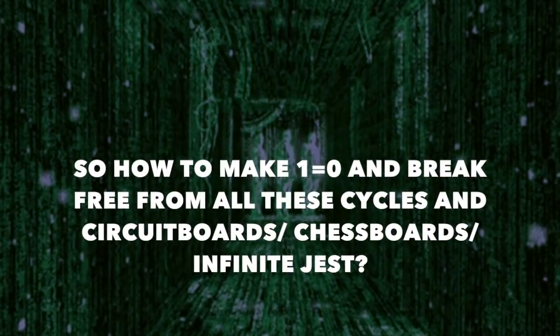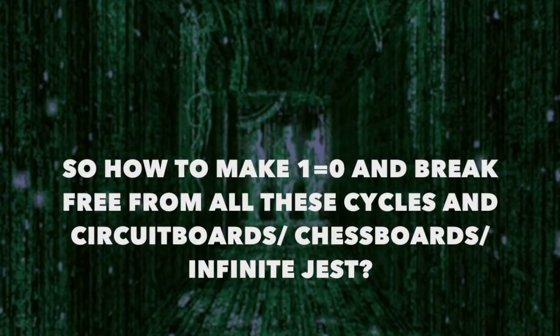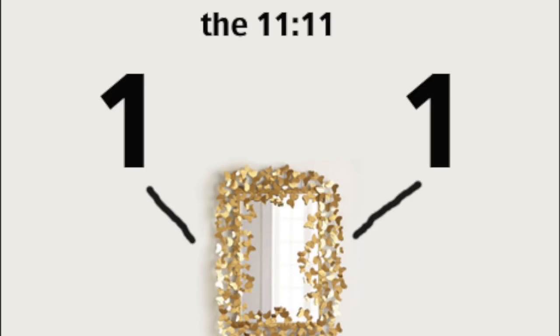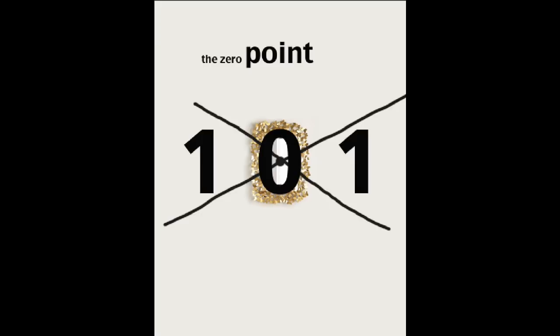So how do you make 0 and 1 balance out so that you can break free from all these cycles? The 1111. Put 0 as the reflection, 1 looking at 1, self looking at self, and the 0 point is directly in the center.